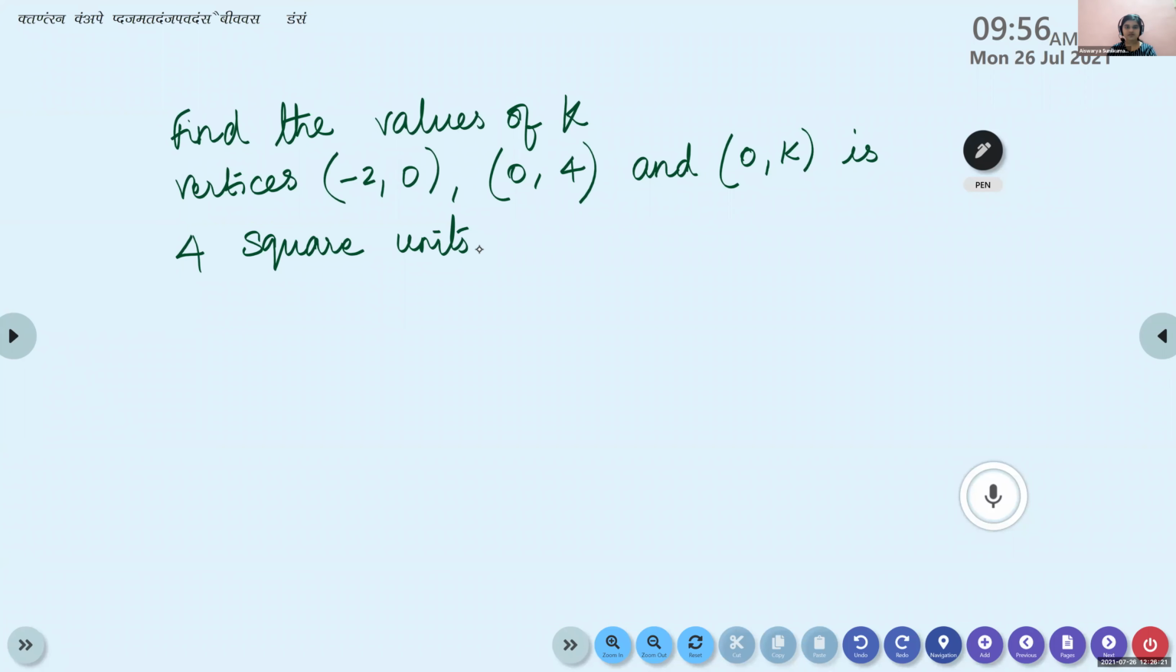In the previous question we had to find the area. Here the area is already given, and we have to find the vertices. Yes, area is given and we are asked to find the missing vertices. Area is given as 4, isn't it?